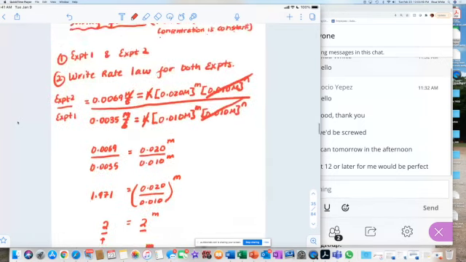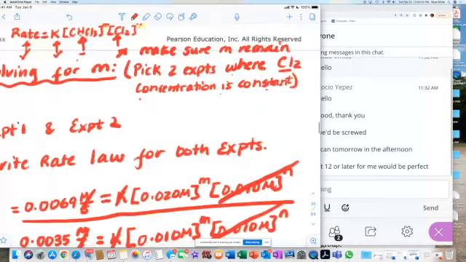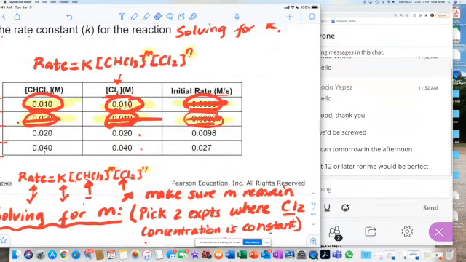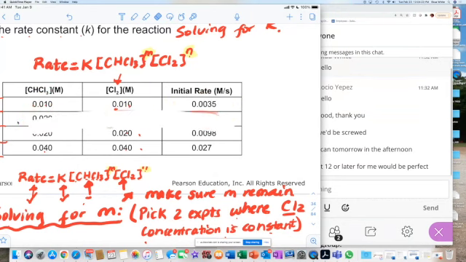To solve for n, like we did before, we're going to pick 2 experiments where this time, let me see, how do I copy this? We're picking 2 experiments. Oh, this is not going to work. I have to actually write it down because it will copy as a picture. Pick 2 experiments this time where CHCl3 is constant. It's not changing.